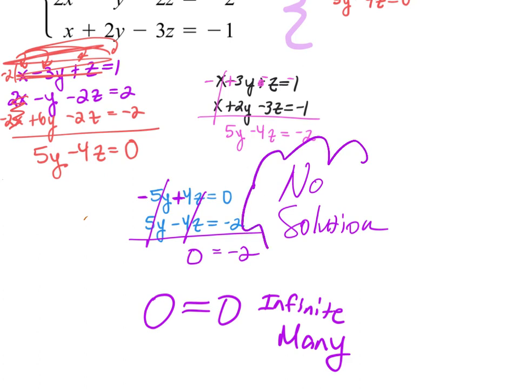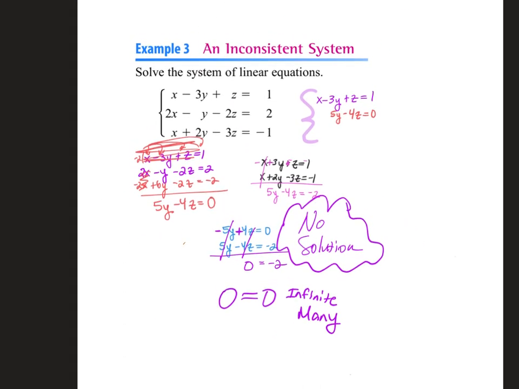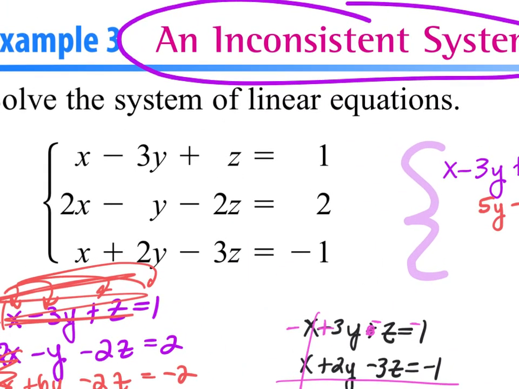Now, you have to go through that work to find that. There's no way anybody in here, unless they read an inconsistent system, looked at this and they're like, obviously it's no solution. Right? That's not obvious to anybody.